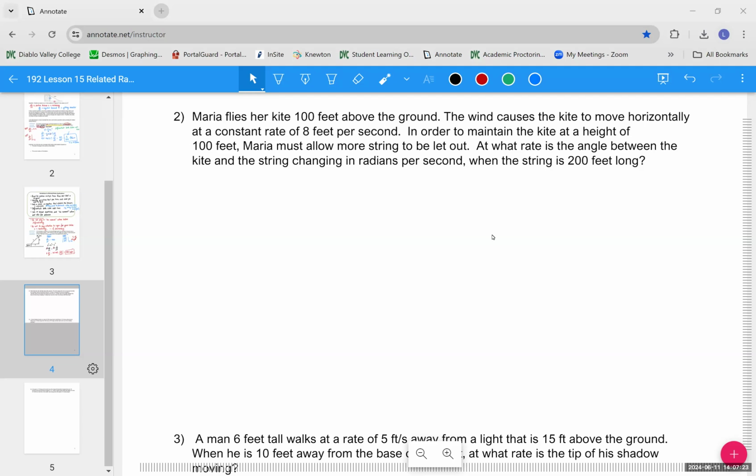At what rate is the angle between the kite and the string changing in radians per second when the string is 200 feet long? Okay, so we're going to have to draw this one. Here's the ground. So the kite is 100 feet above the ground. Is that ever going to change in this problem? No, because what she's doing is maintaining it at that height. So I'm going to label that side with 100 because it doesn't change for the whole problem.